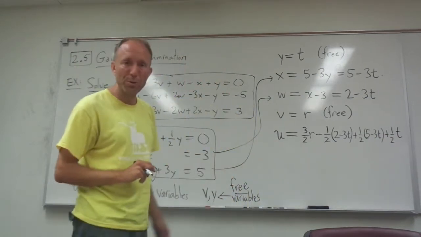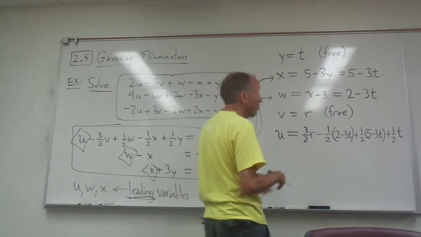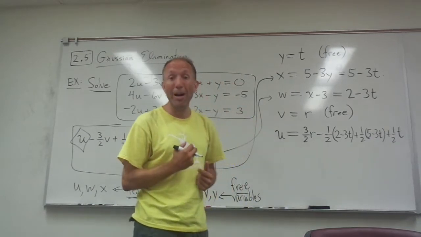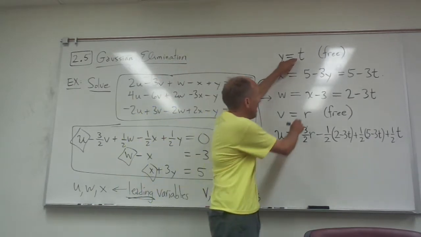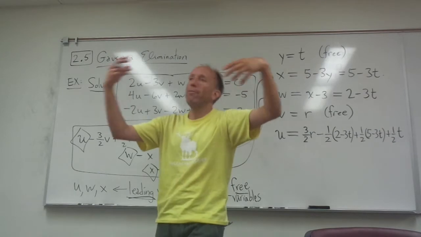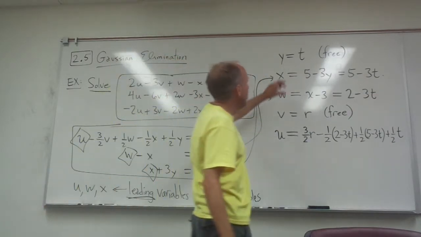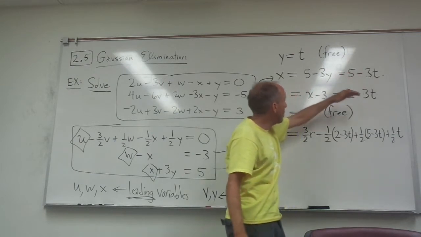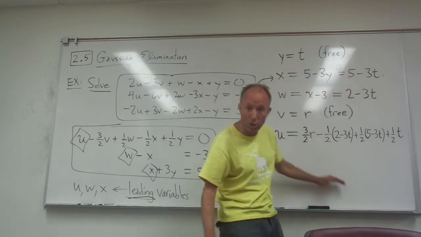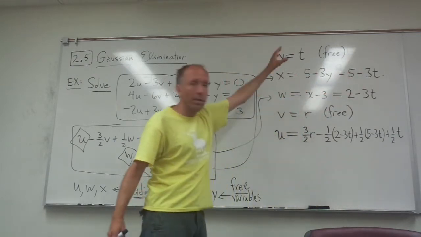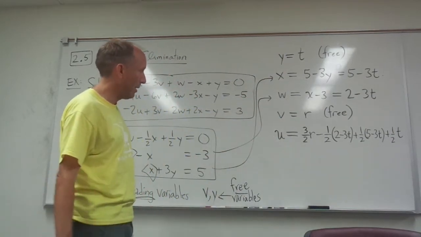Remember, the free variables can be any numbers that we want. We can choose t and r to be our favorite two real numbers. And once we know those numbers, we will be forced to calculate x, w, and u from this set of equations that we're writing down here.